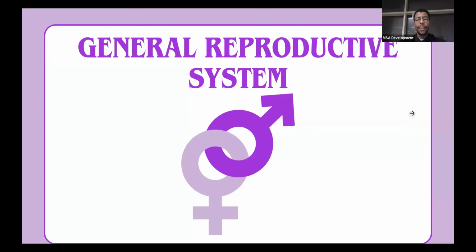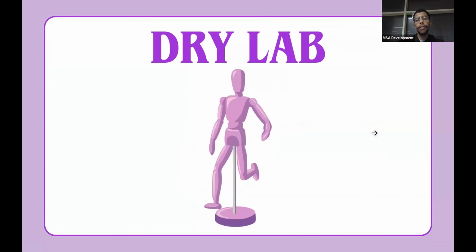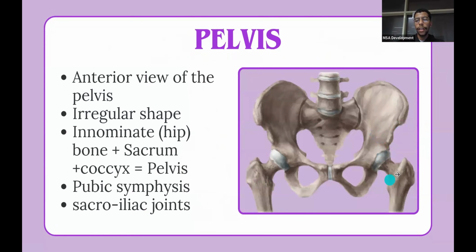Okay. Hello again, everyone. Now we have the reproductive system, which we've divided into general repro, male repro, and then female repro. For the first part of general repro, we have the dry lab. The first thing that you guys took in dry lab was the pelvis. So this is what the pelvis looks like.